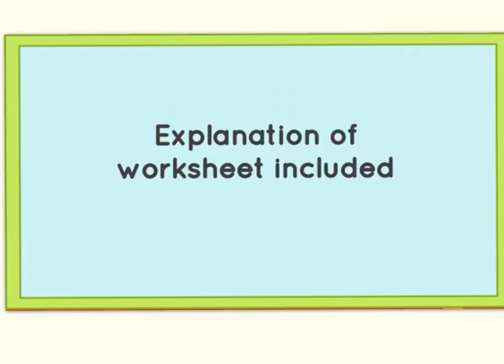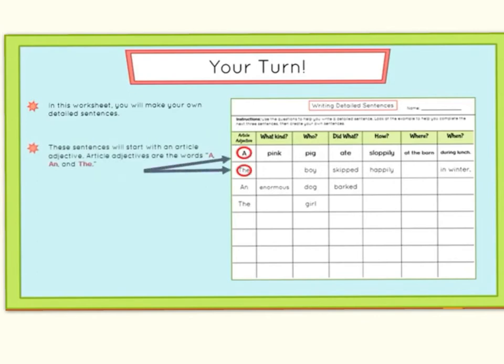So here is an explanation of the worksheet that you're going to be doing for homework, okay? It's writing detailed sentences and it has small instructions on the top. Now, as you can see, there are columns here and they have the questions in for you to help you, okay? And I've put a little bit more on your worksheet to help you. So the article is always three things, okay? It is always a, the, and an, okay?